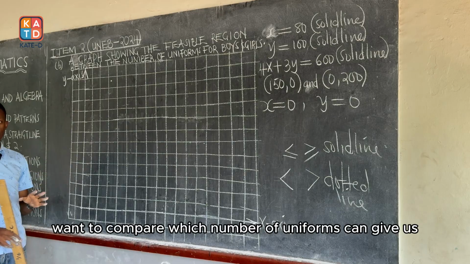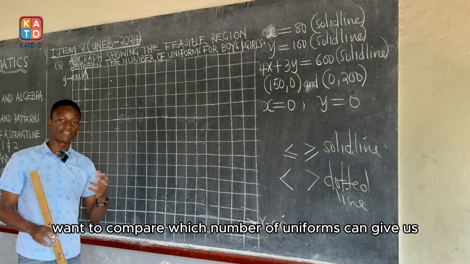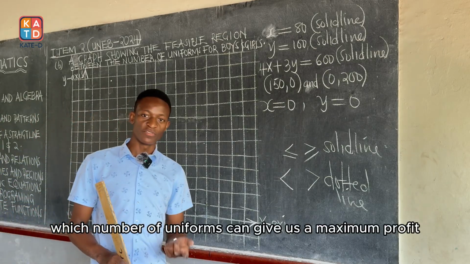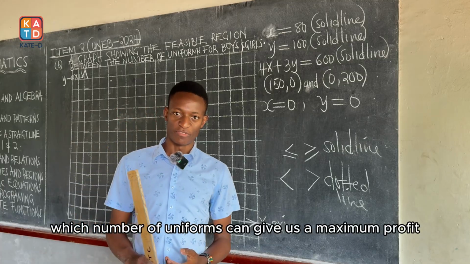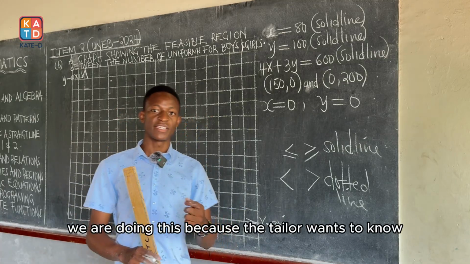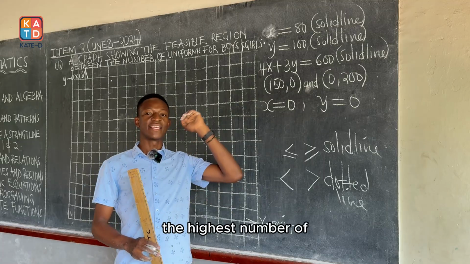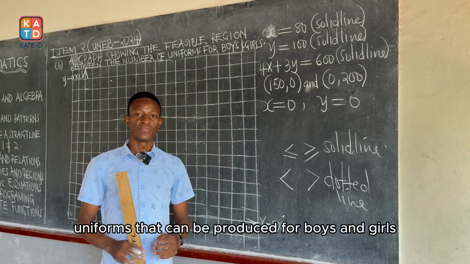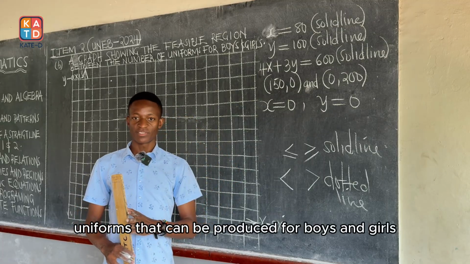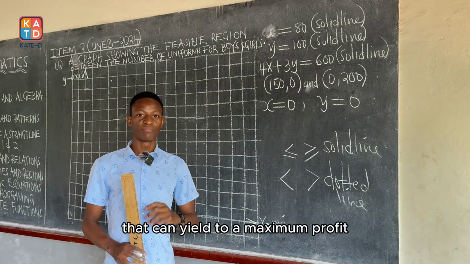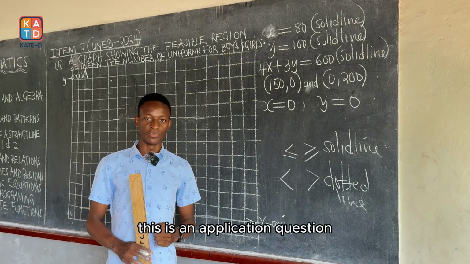We want to compare which number of uniforms can give us a maximum profit. We are doing this because the tailor wants to know the highest number of uniforms that can be produced for boys and girls that can yield a maximum profit. This is an application question.